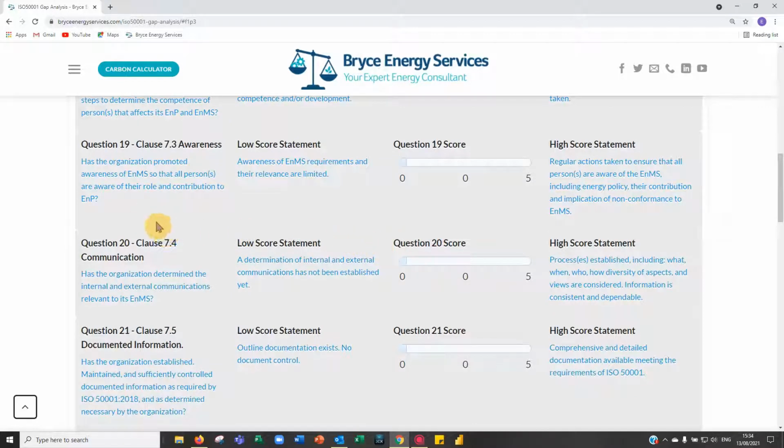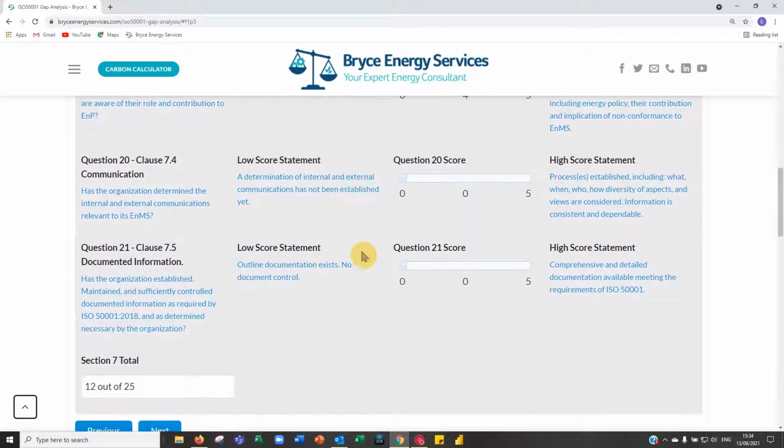Awareness. Has the organization promoted awareness of the energy management system? So like any ISO, it should be embedded throughout the organization, and all staff within the organization should be aware that the energy management system exists, that you have targets. So this is how do you communicate this system? Notice boards, company intranet, bulletins. So all important things to evidence.